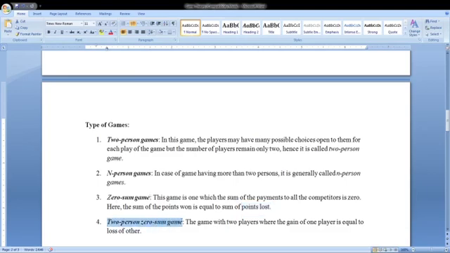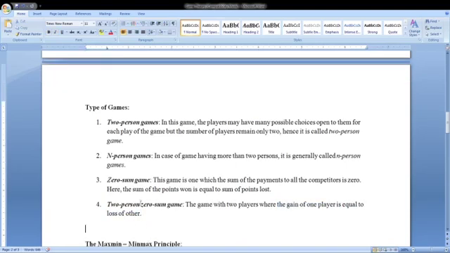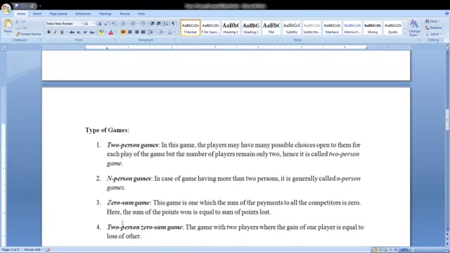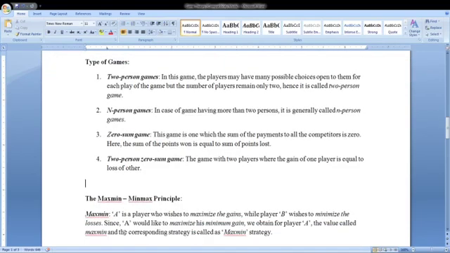Now 2-person zero sum game is nothing but two persons are playing and the gain of one player is equal to the loss of the other. That is called as zero sum game. So these are the 4 types of games what you'll come across.